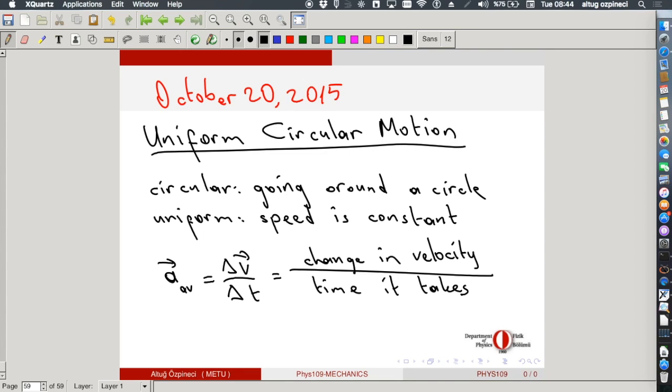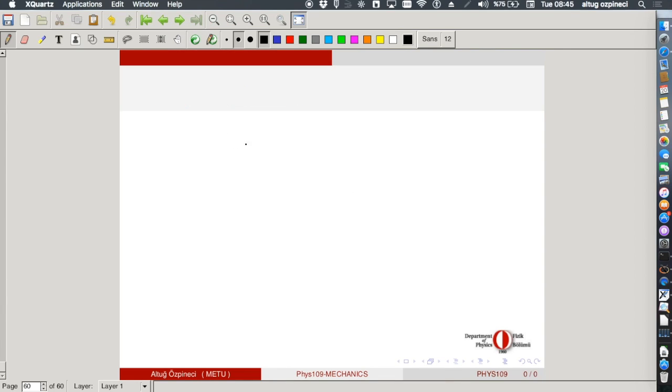So speed constant just means that the magnitude of the velocity vector is constant. But nevertheless, the direction might be changing. If the direction is changing, then it's a completely new vector, because a vector has two properties, the magnitude and the direction. If any one of these changes, that means the vector is changing. So although the speed is constant, it's not necessarily zero acceleration motion, because the direction might be changing.